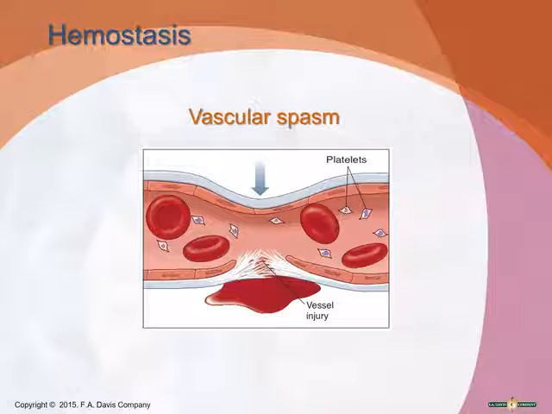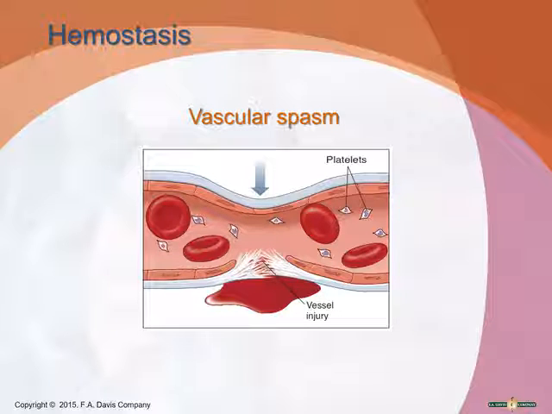Hemostasis: what happens when you injure yourself, you get a cut, a blood vessel is cut, your body's got to react pretty quickly to stop the flow of blood. There's a whole sequence of events that happens, starting with a vascular spasm, and then it forms a platelet plug, and then the formation of a blood clot.